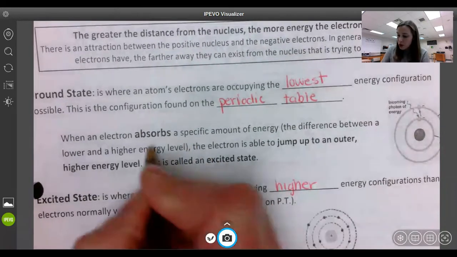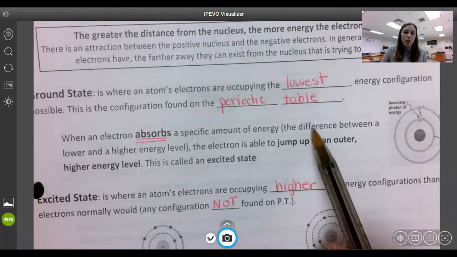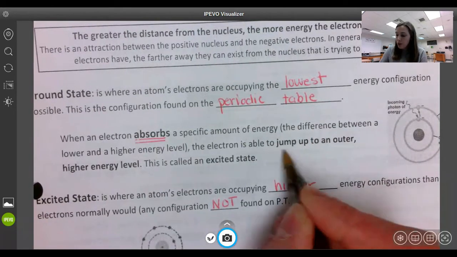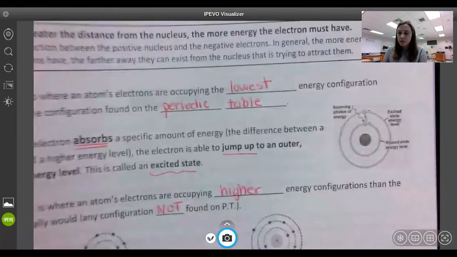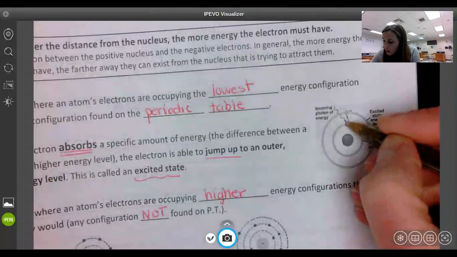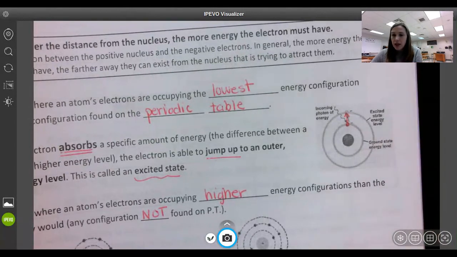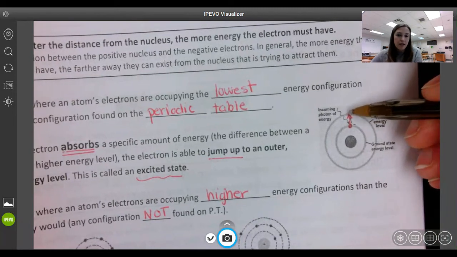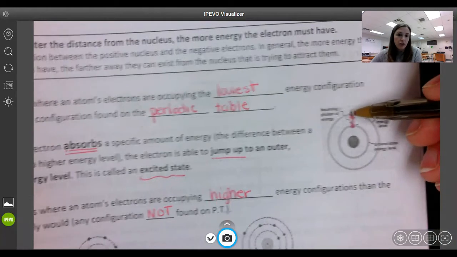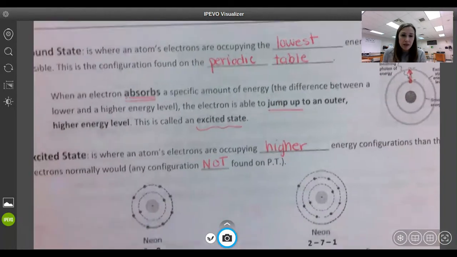So an electron absorbs a specific amount of energy, and this is the difference between the lower and a higher energy level. It is able to jump up to that outer energy level, and it creates this excited state. So that electron here, which has a certain amount of energy to begin with, has to absorb a specific amount, which allows it to directly move up to that, in this case, second energy level. And now we say that this atom is in the excited state because that electron is in a higher energy level than it should be from absorbing energy. Okay, but that's an incredibly unstable state to be in, this excited state.